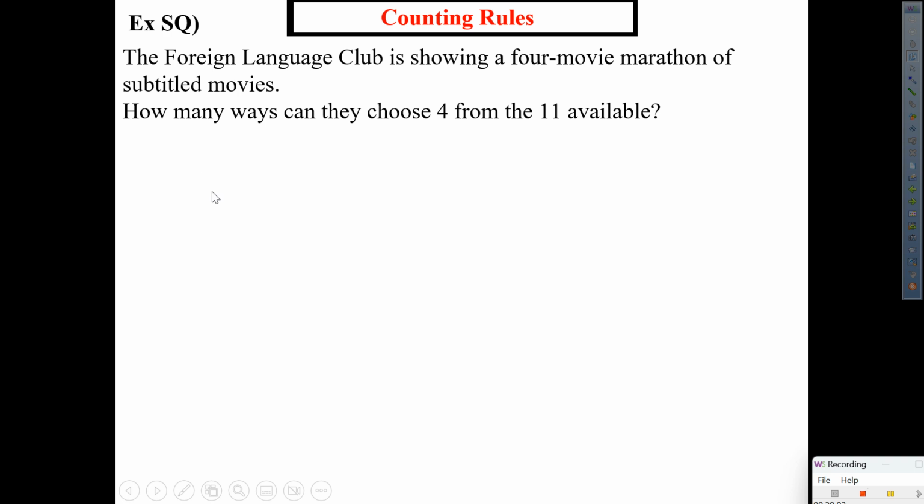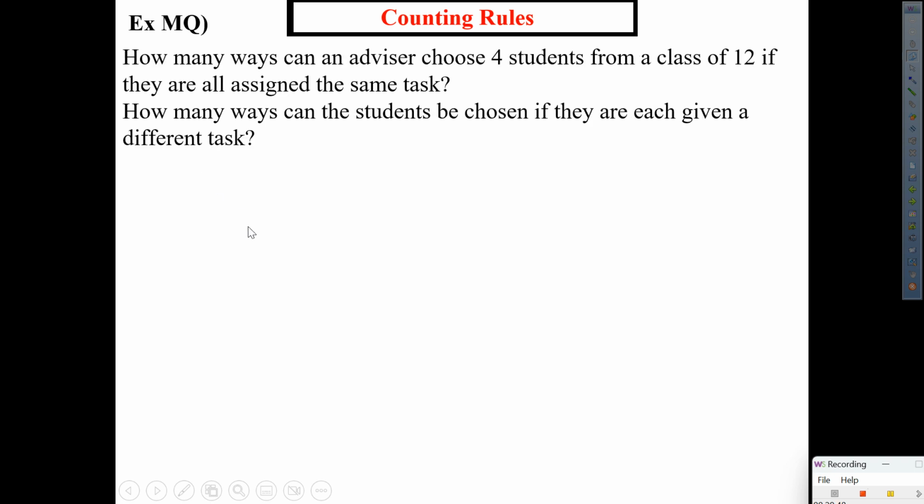All right, let's go to the next one. How many ways can an advisor choose 4 students from a class of 12 if they are all assigned the same task? I'll stop right there for that question. Tell your neighbor which rule to use.